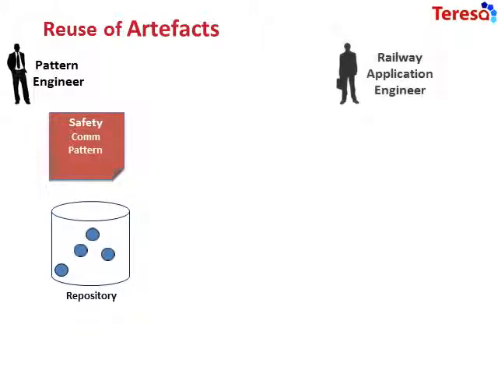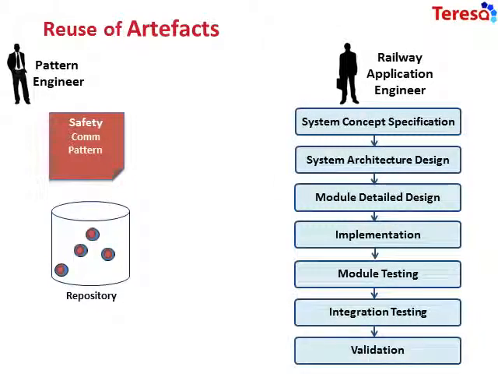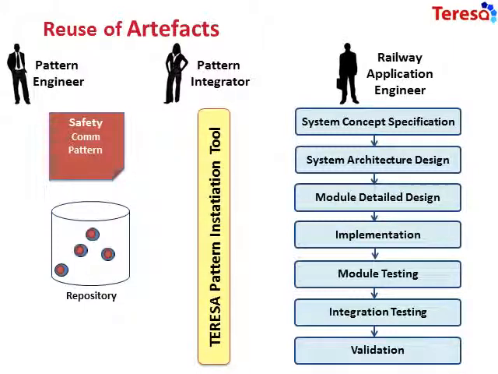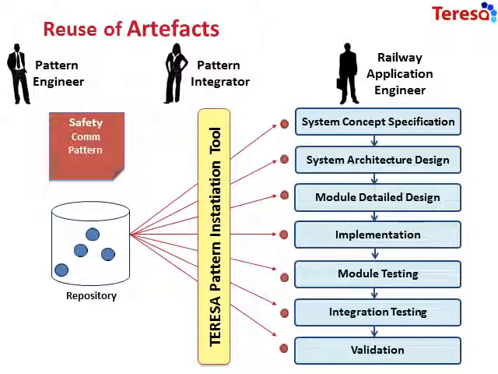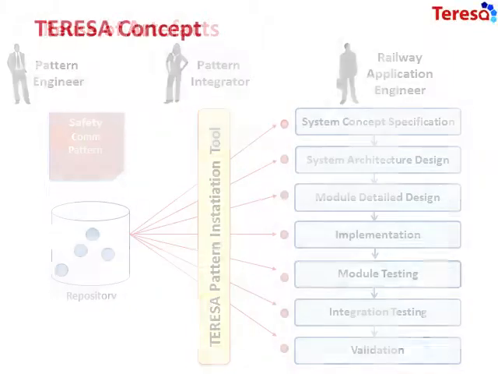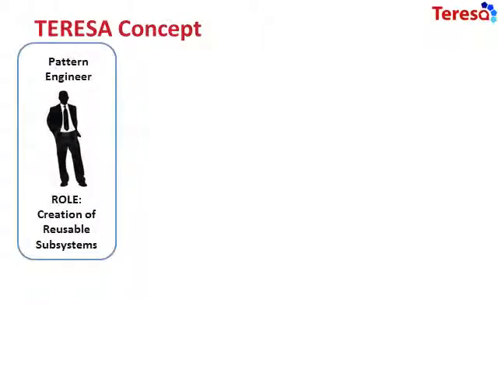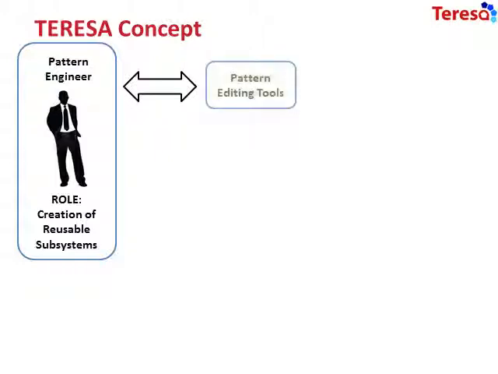The railway application engineer develops the application in such a way that patterns can be reused. The pattern integrator uses the pattern instantiation tools to import artifacts from the repository for the use in process engineering tools. TERESA assumes that there is a separation of roles among engineers. The objective of the pattern engineer is to create reusable subsystems. He develops patterns for security and dependability using pattern editing tools. They allow for the creation and storage of engineering artifacts, which are the blue balls in the picture.